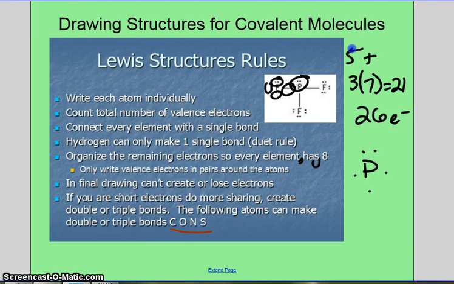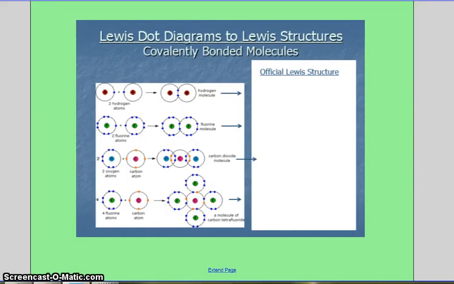So the drawing is correctly representing the number of electrons we identified as needing in this particular set. The easiest way is to always start with the ones that you have. Start with the plain dot models of the original valence electrons and start making your single bonds with the unpaired electrons. So let's look at a couple examples.